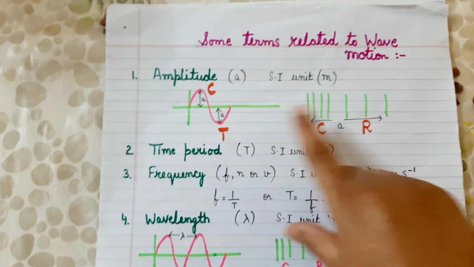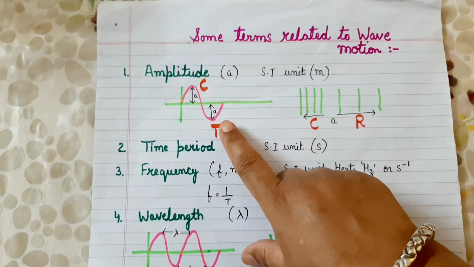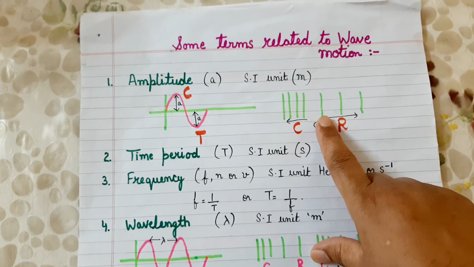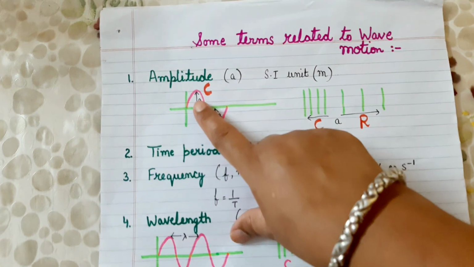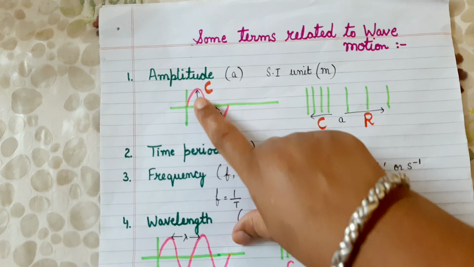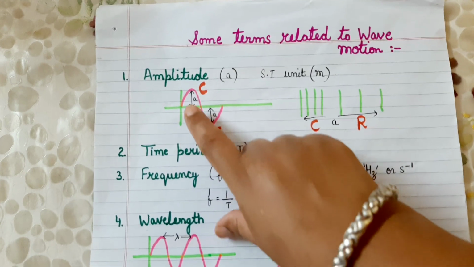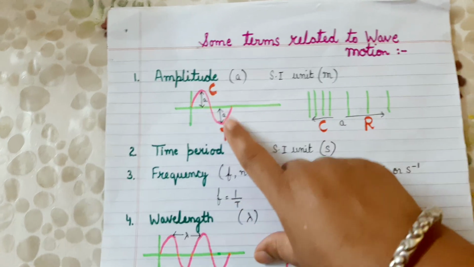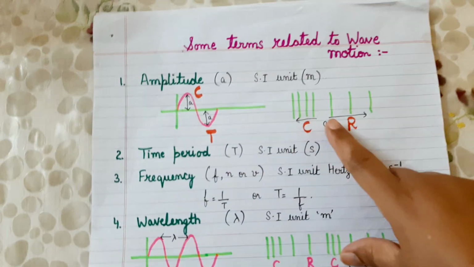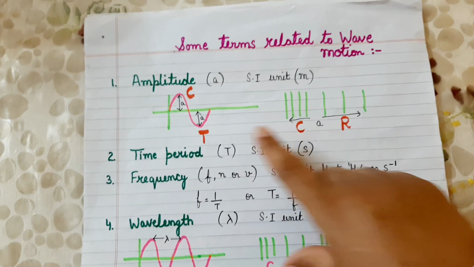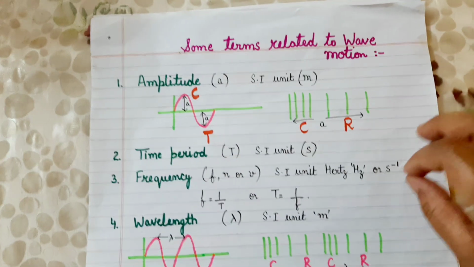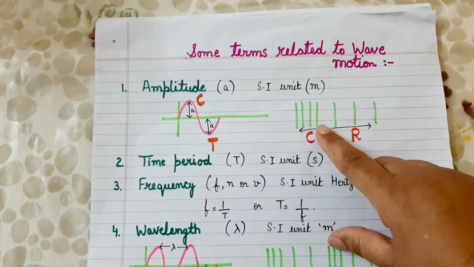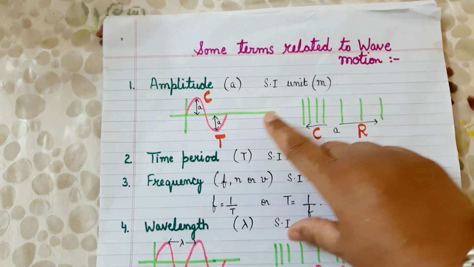Now, I have shown you here I'm representing a transverse wave and a longitudinal wave. How do you define amplitude, children? It is the maximum displacement of a particle from its mean position. You can see that in a transverse wave, I told you the particle moves perpendicular to the direction of propagation of wave, and in longitudinal it moves parallel. So therefore, amplitude is the maximum displacement of a particle from its mean position. Okay, and that is said to be the amplitude.